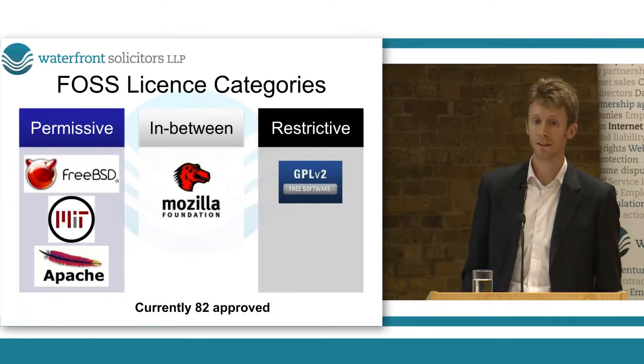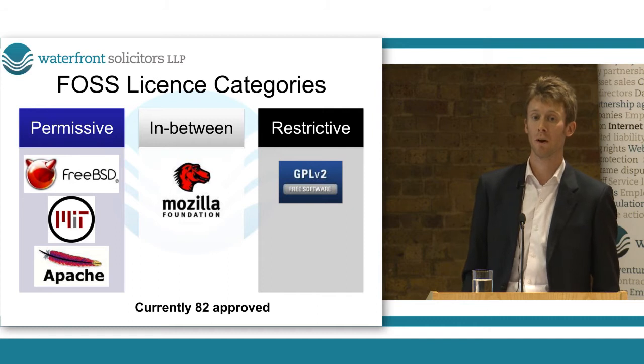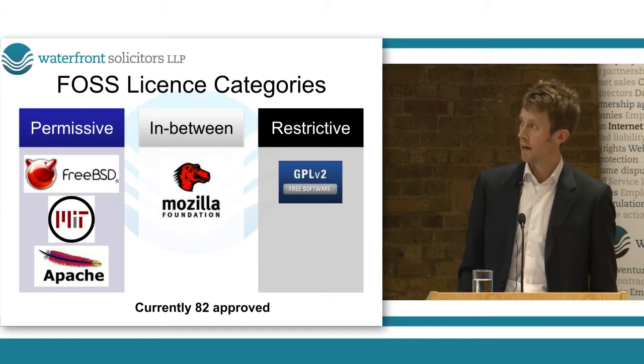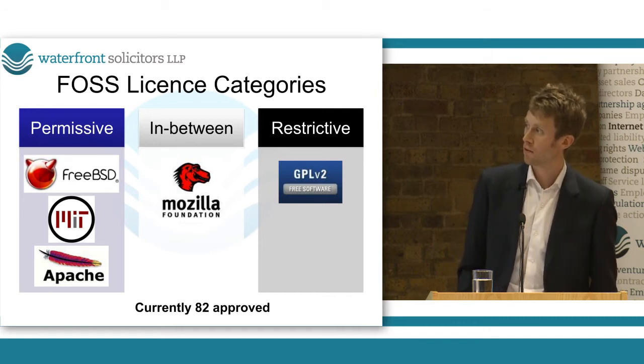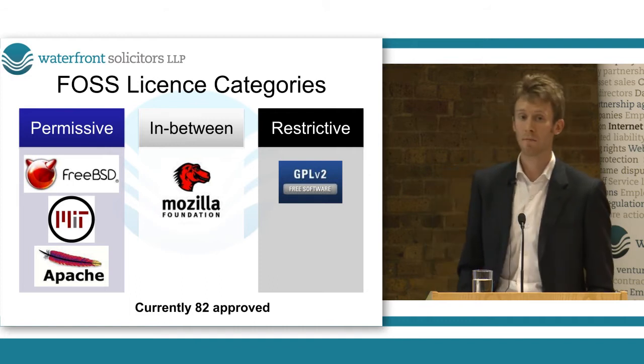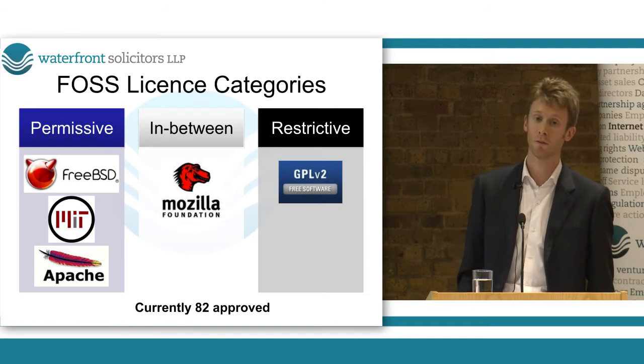There are currently 82 licenses out there that have been approved by the Open Source Initiative, and I've listed some of the more famous that you may already have heard of, so the BSD, MIT, Apache, Mozilla Public License, and the General Public License as well.